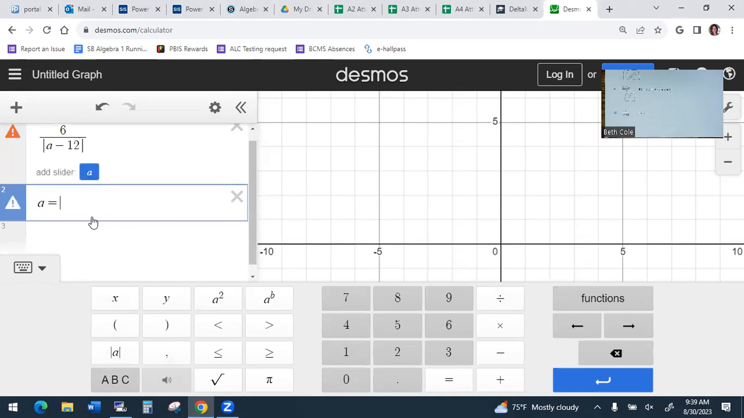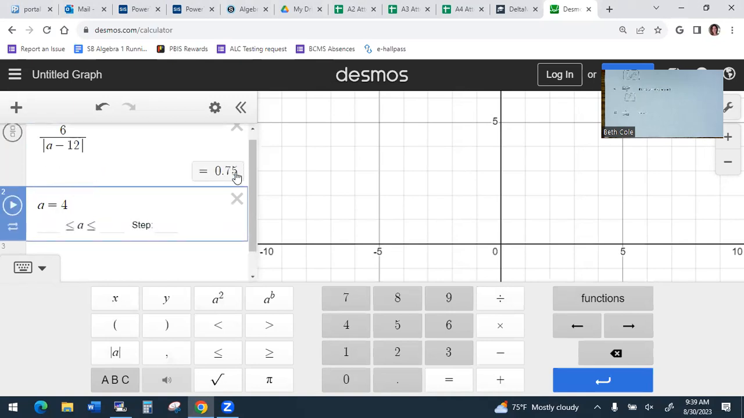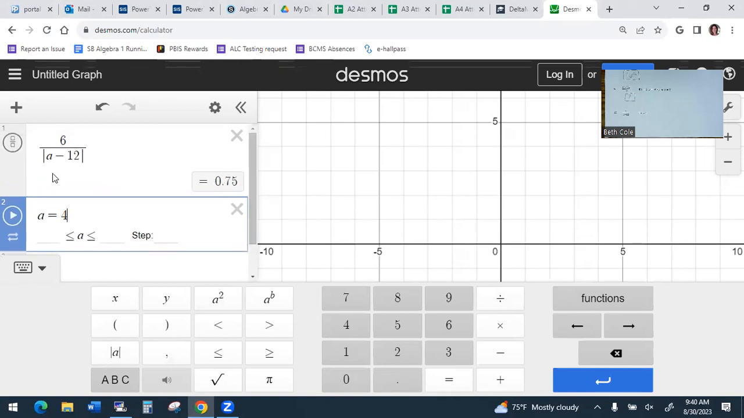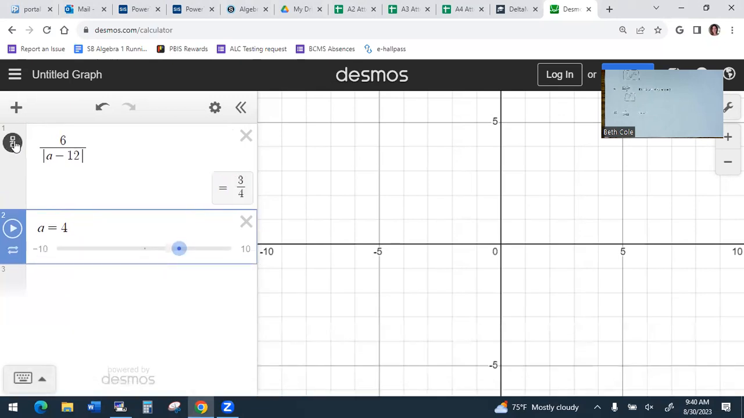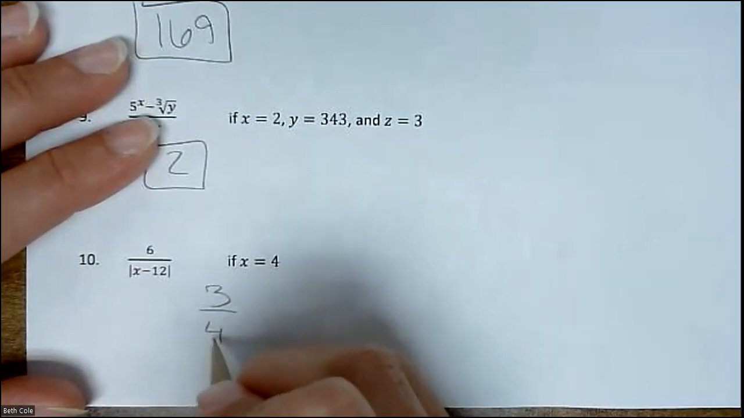A equals 4.75. Oh, watch this. Let me show you this in the calculator too. Let's say you wanted a fraction instead of a decimal. Do you see this over here? This button that looks like a fraction? If you hit that, it'll turn into a fraction. I like fractions better than decimals, but I mean, obviously I would accept either one. 3/4.